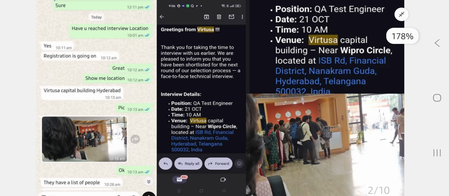After that, they will allow you into the interview office, like the Virtusa office. Then you have to wait. After that, interview panel members will be calling names one by one, and mail names. So you have to go to the panel and give the interview. Today's interview experience video will be uploaded whenever the students complete the interview. So make sure you wait for that video.